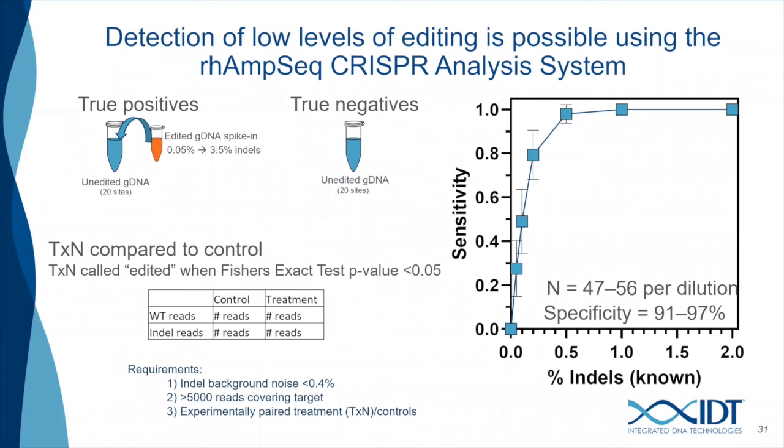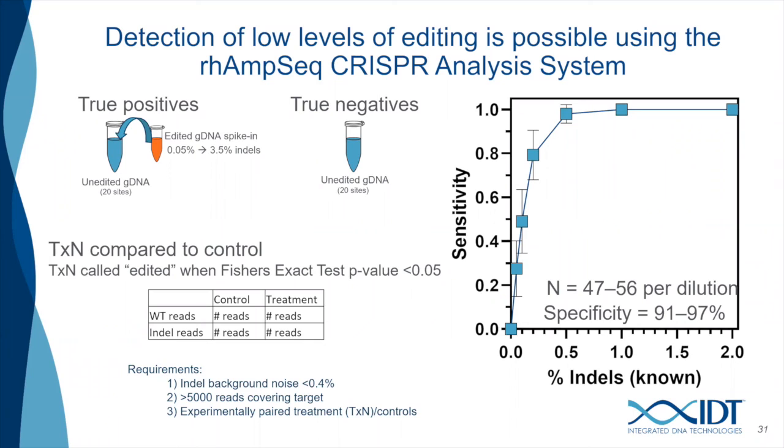Finally, to see how sensitive the RAMP-seq CRISPR analysis system may be for quantifying those low levels of off-target editing, we created a truth set with variable levels of indels spiked into 20 unedited genomic DNA samples with backgrounds that ranged from 0 to 0.4%. We had edited genomic DNA spike-ins ranging from 0.05% up to 3.5% indels into that unedited background.